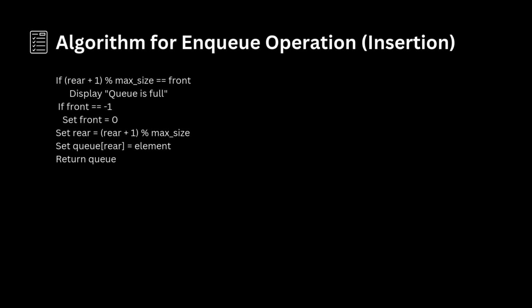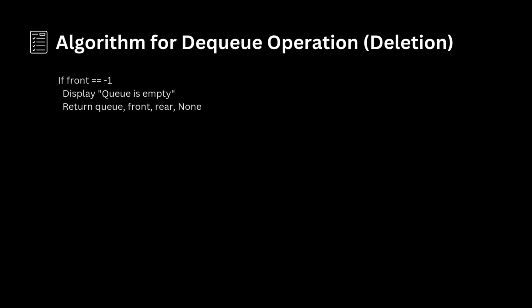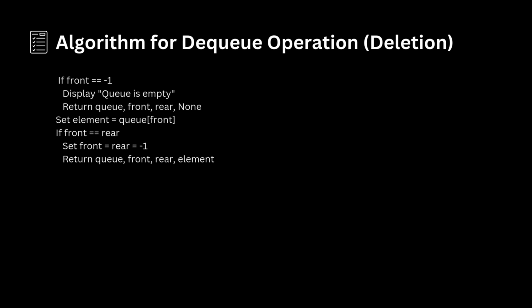Now let's write an algorithm for DQ operation, that is deletion operation. Firstly, check if the circular queue is empty. If front is -1, then the queue is empty. Store the element to be deleted. If the front and rear are equal, it means the queue becomes empty after this deletion. Reset front and rear to -1. Otherwise, increment front by 1. But since it's a circular queue, use modulo max size to wrap around. Now return the updated circular queue along with the deleted element.